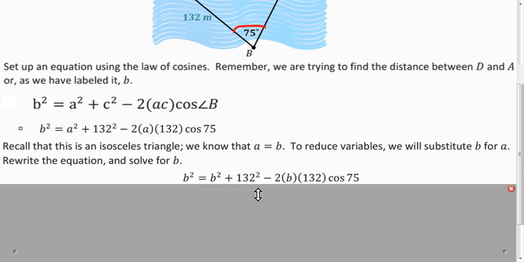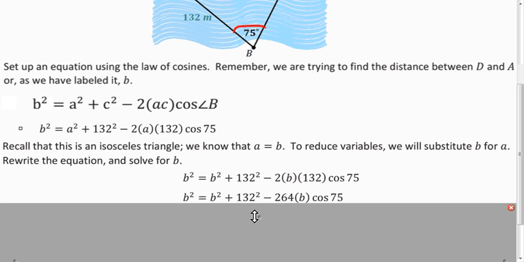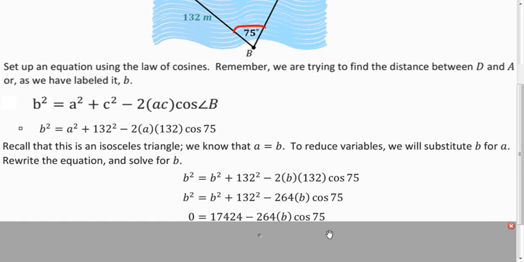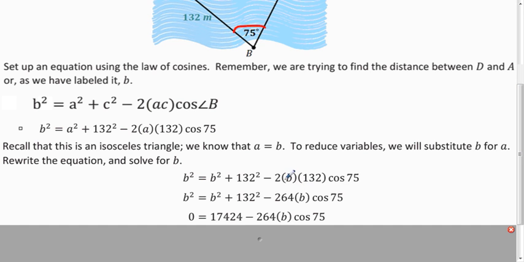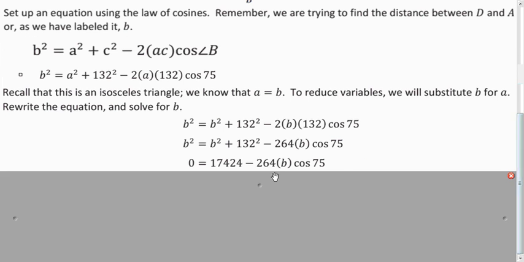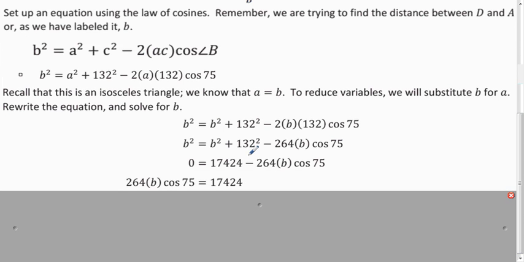So when you substitute, this is what we get. Now you subtract B squared from both sides, and those cancel out. That'll be this step. All right, so we simplified over here. 2 times 132, 264. We evaluated the square right here. And now we just got to solve for B. So the way I solved it was I added this amount to both sides. And to get B by itself, we just got to divide both sides by 264 and cosine of 75.